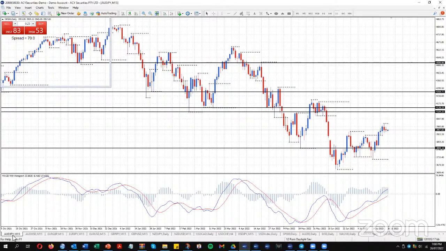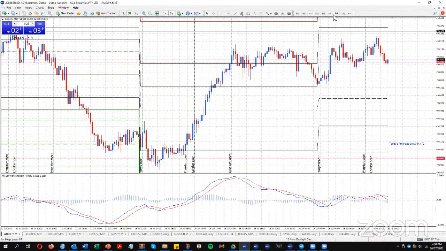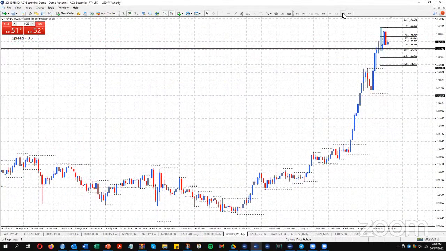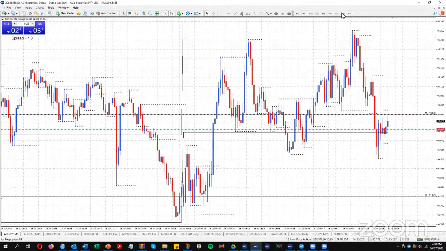All right, so I'm going to start with the Aussie Yen. Now, I did some analysis on this pair. I'm going to go to my other charts. Last week, I get to my Aussie Yen. That's the wrong pair. Here we go.